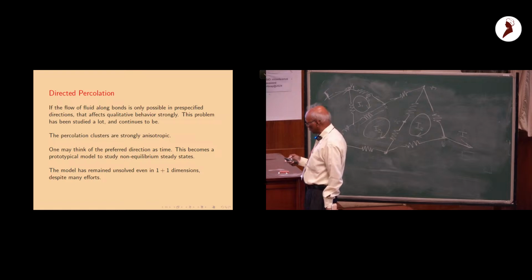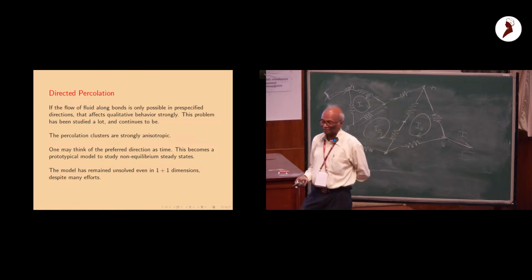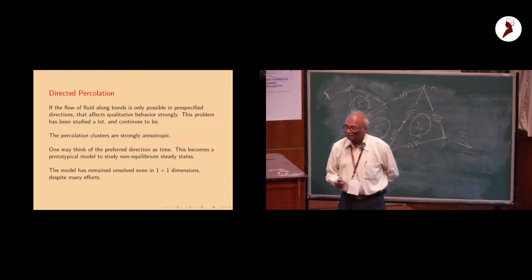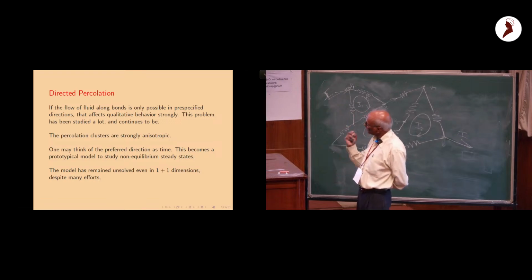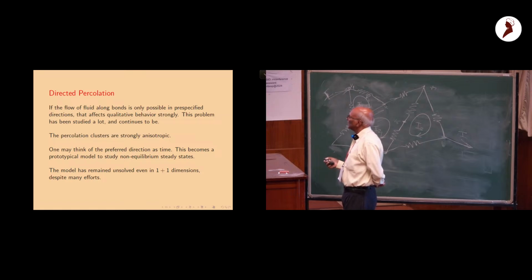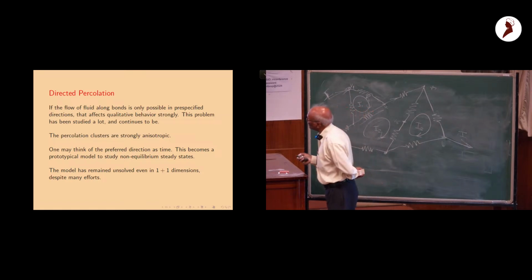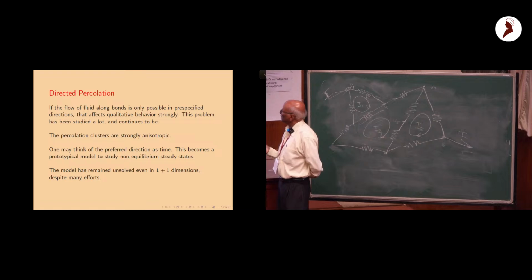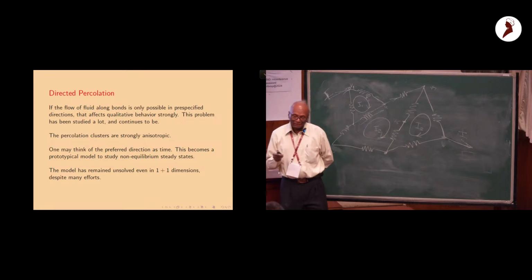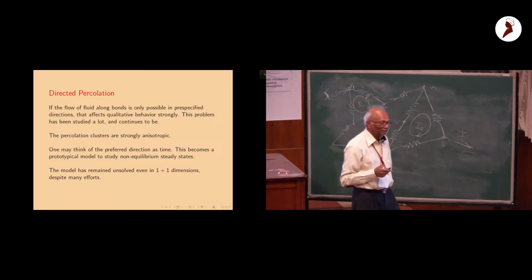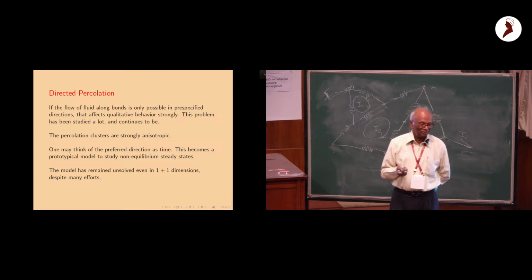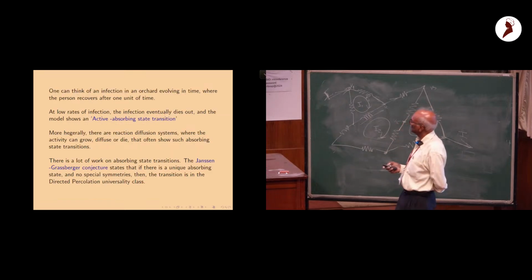But we want to introduce these ideas. I think we already introduced the word directed percolation in lecture 1. But if a fluid flows along bonds only in pre-specified directions, that affects the qualitative behavior of the problem strongly, and it continues to be studied a lot. And the point is that directed percolation clusters are very different from undirected percolation clusters. Their general behavior is different.